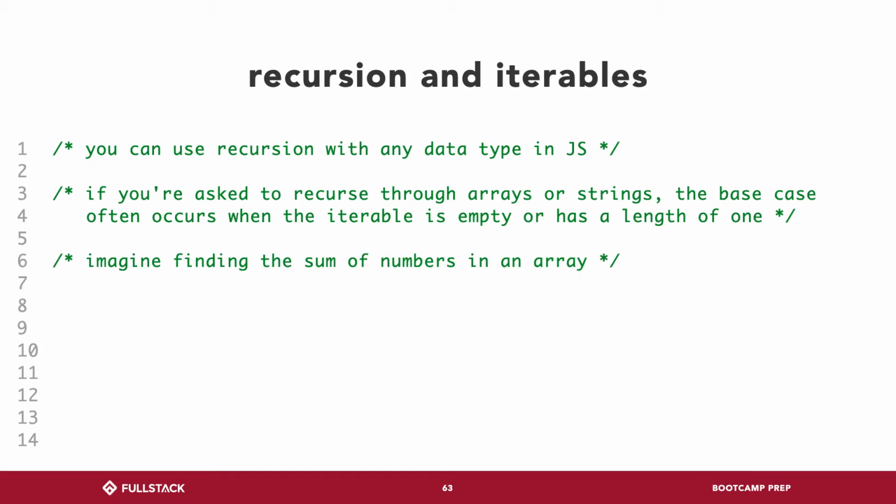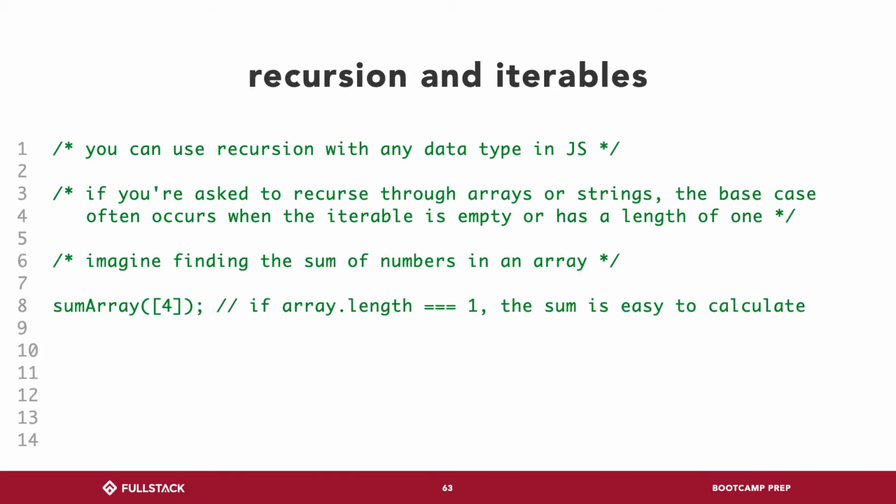So imagine finding the sum of numbers in an array. So the sum of 4, if array.length is equal to 1, the sum is 4, right? So imagine you're writing a function that has to take every element in the array and add it together, right? The sum of the array. If there's only one element in the array, the sum is that element, right? It's 4. So that would be a good base case. When the array's length is 1, return the element.